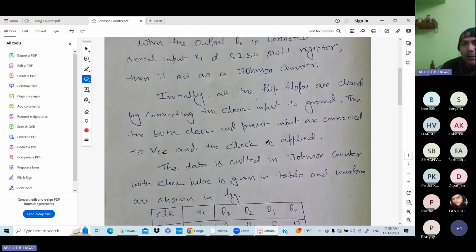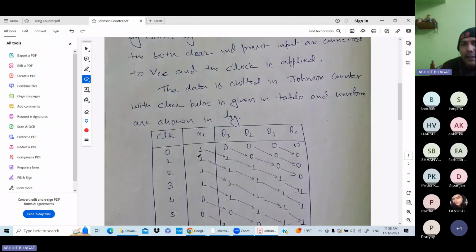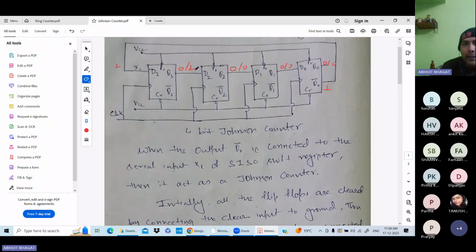So for the first clock, this will be the output 1 0 0 0. You can see here 1 0 0 and 0. Next, for the second clock pulse, again the input is 1 here.